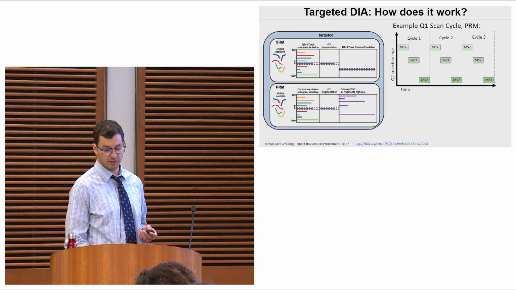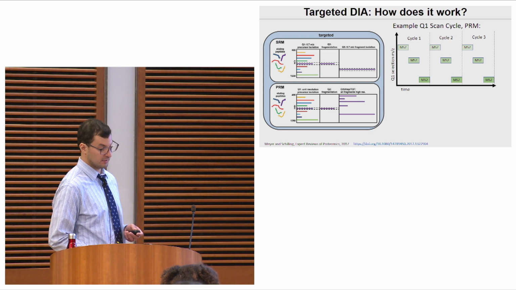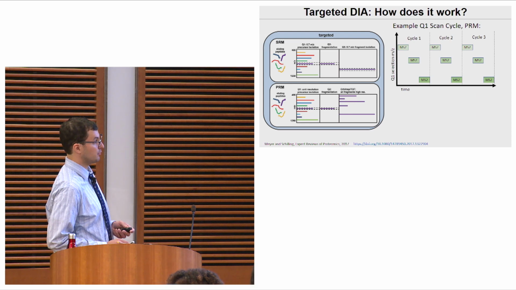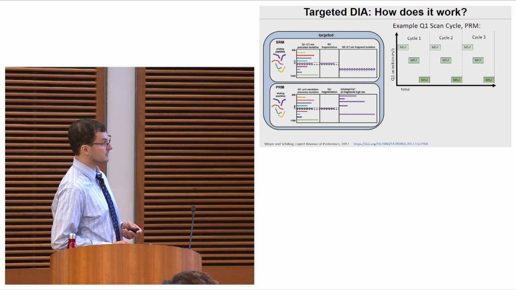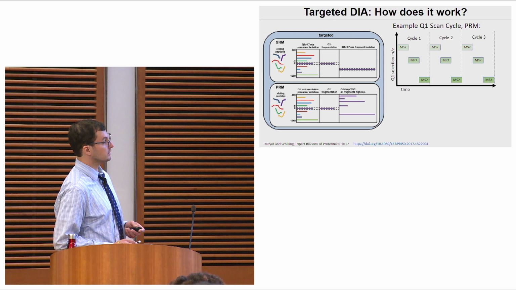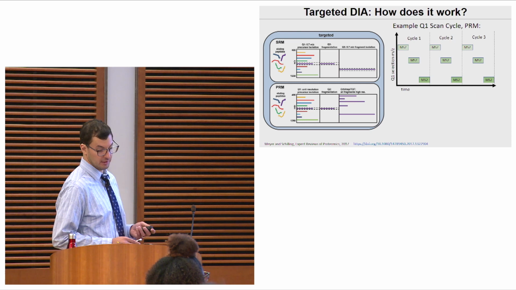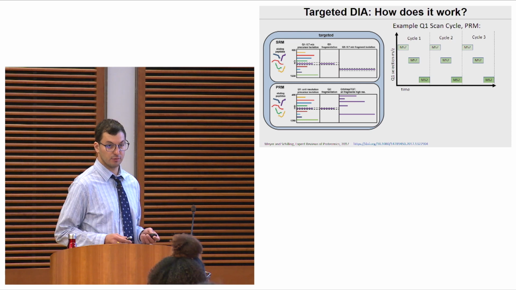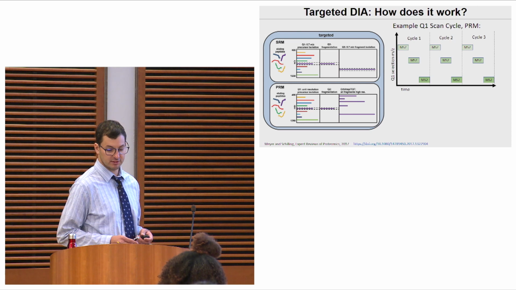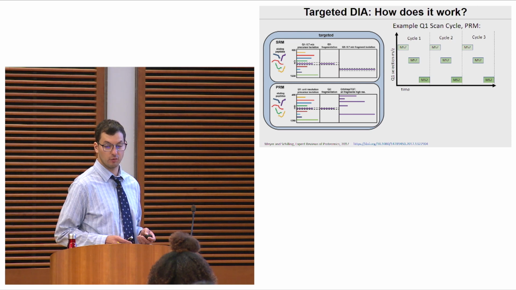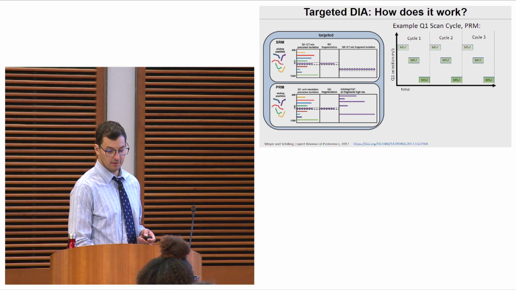Here's a cartoon of what a PRM scan cycle might look like if you're targeting three peptides. The y-axis here gives you the Q1 selection range in M over Z space, and the x-axis is time. And what you can see is that you select each of the masses for fragmentation in one cycle sequentially, and then you repeat that cycle throughout the gradient. So in this way, the method is independent of the data. We're doing the same scan sequence every time, no matter what we load onto the column.